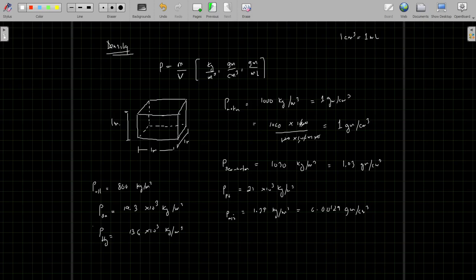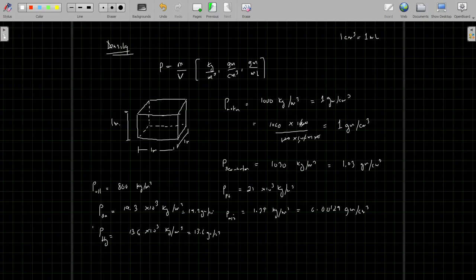For example, mercury, 13.6 times 10 to the power 3 kg per meter cube. And then this one, 10 to the 3 kg per meter cube. What is 10 to the 3 kg per meter cube? It's nothing but 1 gram per centimeter cube. So you can also write this as 13.6 gram per centimeter cube. This would be 19.3 gram per centimeter cube, and so on.